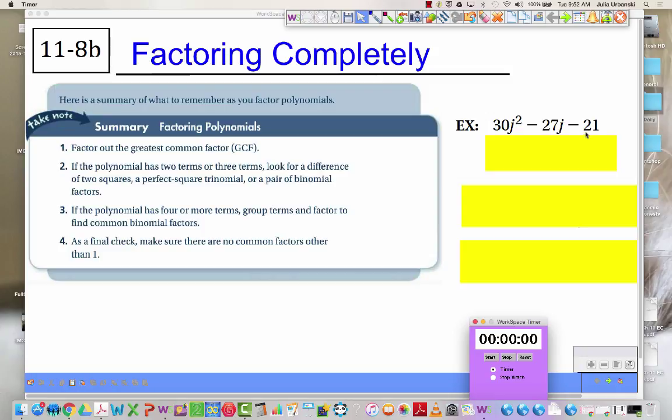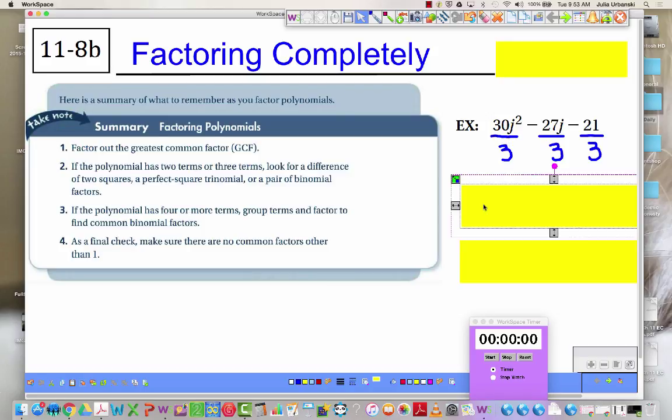All right, so look at these three right here. What do all three of them have in common? A 3. Good. They can all be divided by 3. Yeah, the 30 doesn't have a 7. They all have a 3 in common, so divide everything by 3. When you do that, it'll make your factoring easier, and it will make your answers correct at the end.